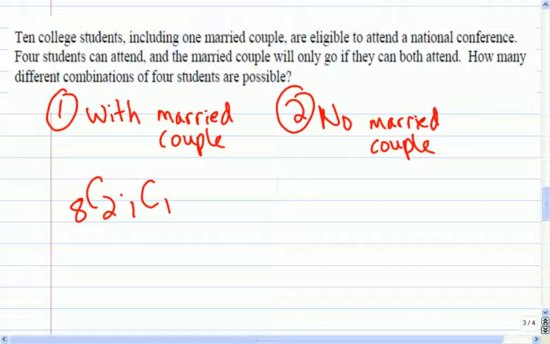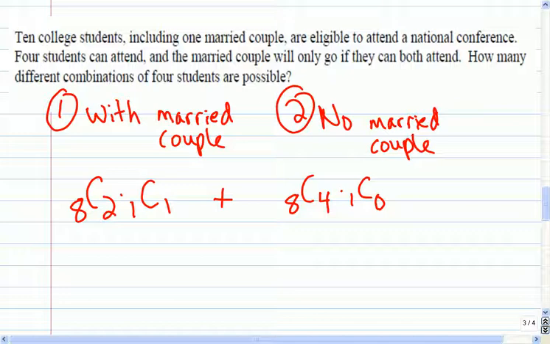Okay, what about the next scenario? There's no married couple going. Now how do we pick these? 8 people who are not married, pick 4. And then you could say there's 1 married couple, choose none. It doesn't have to go there if you use a bit of common sense. But these scenarios, again, it is either the married couple goes or the married couple does not go. So it's going to be added together: all the scenarios when the married couple is in the group that's going, and the scenarios when the married couple is not going. Okay?